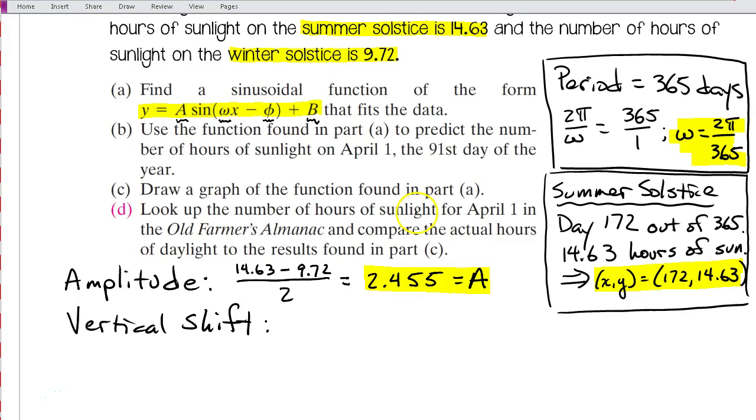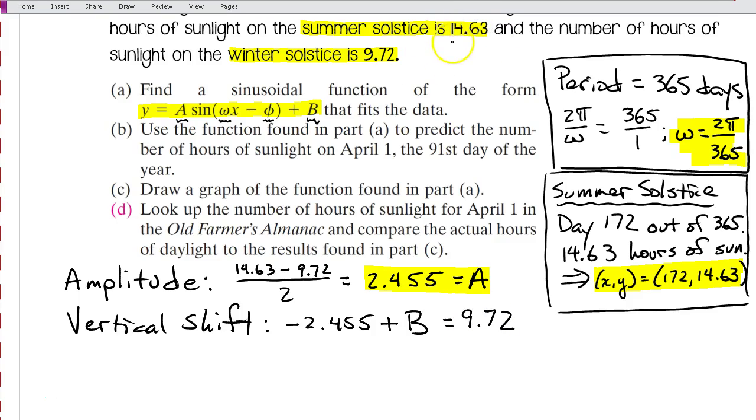So normally I would have a minimum at negative 2.455, but I've got some value of D, which I'm going to use the value they have here. We'll use capital B. And I know once I add in this vertical shift, I have to end up at where my winter solstice was, so that would be 9.72.